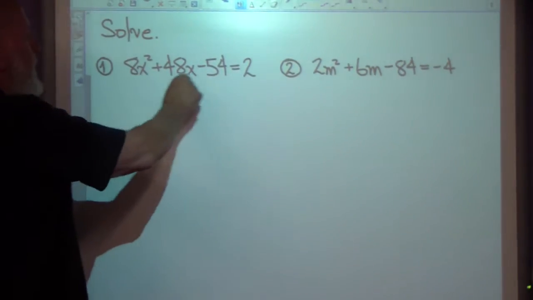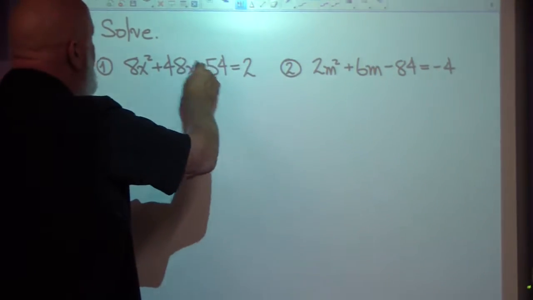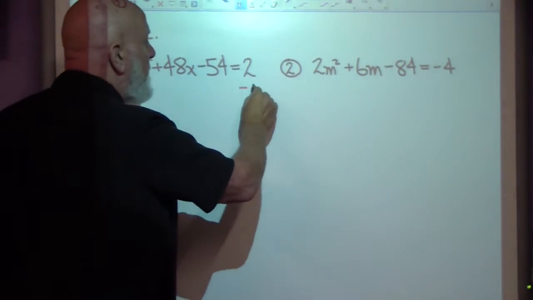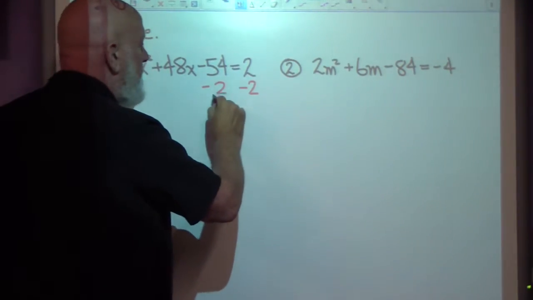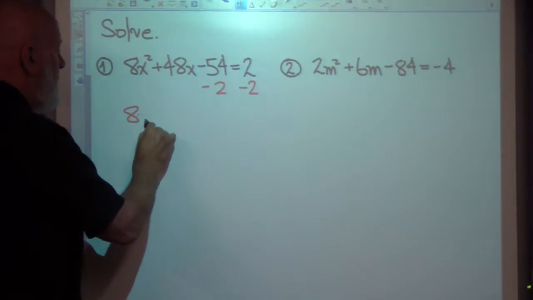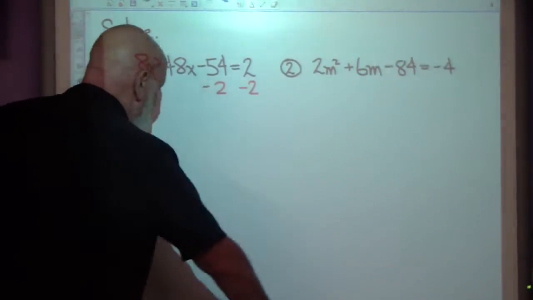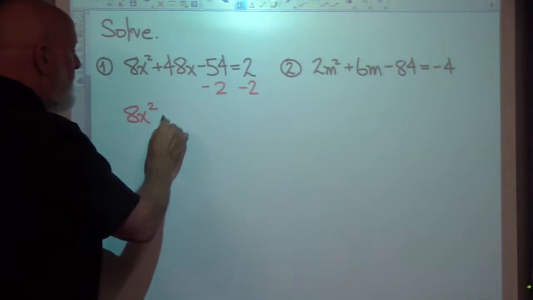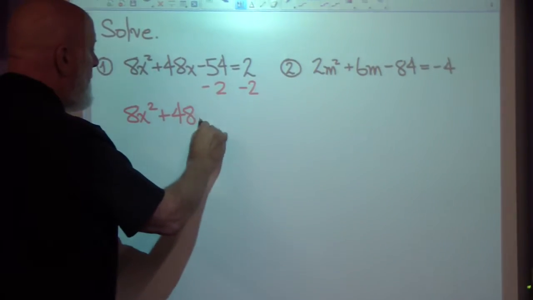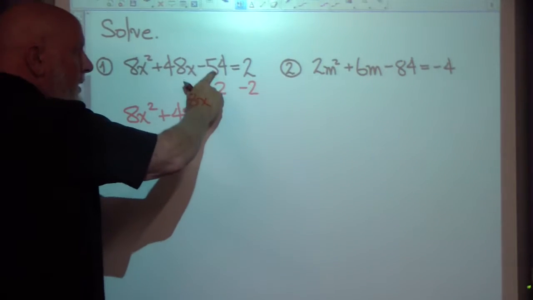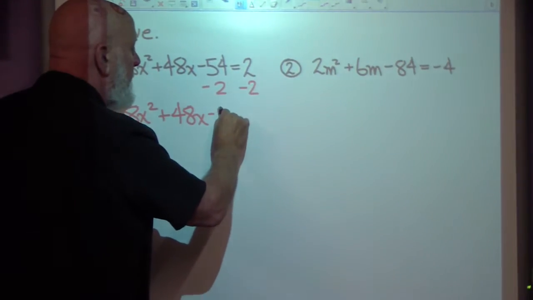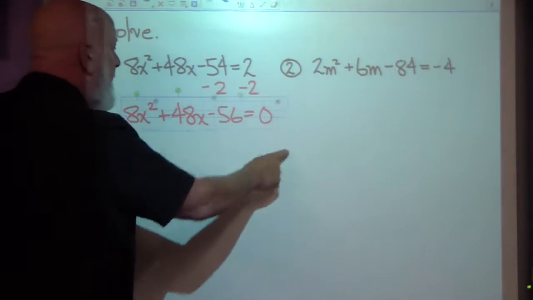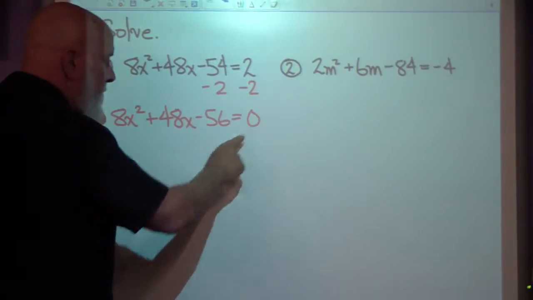And I'll look at this and say, okay, 8x squared plus 48x minus 54, I'm asked to solve it. It's set equal to 2. I want to set it equal to 0. So I'm going to turn it into 0 by subtracting 2 from both sides. And that will give me 8x squared plus 48x minus 56, oops, supposed to be a 2. These are the same signs, so we add and keep the sign, is equal to 0. So I set the right side of the equation equal to 0.